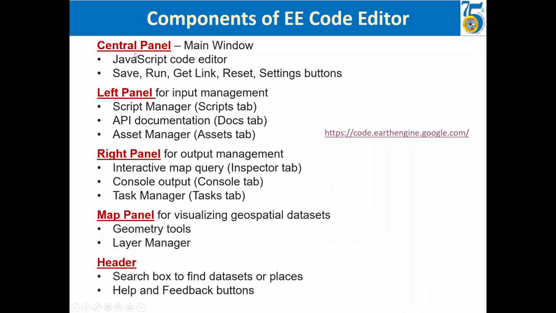To repeat, central panel has the main window, has JavaScript code editor along with save, run, get link, reset, and setting buttons. Left panel for input management with scripts, docs, and assets tab. Right panel for output management has inspector tab, console tab, and tasks tab. Map panel for visualizing geospatial datasets. Then header with the search box, help, and feedback buttons.